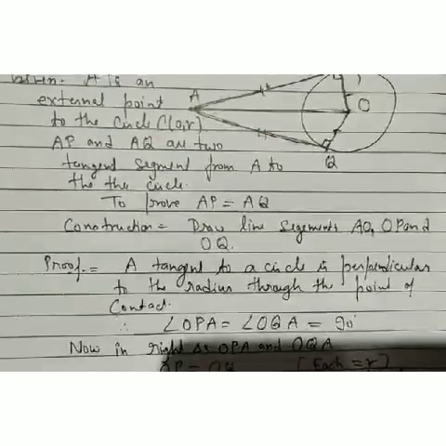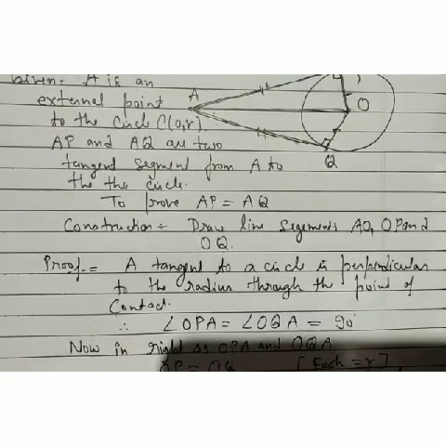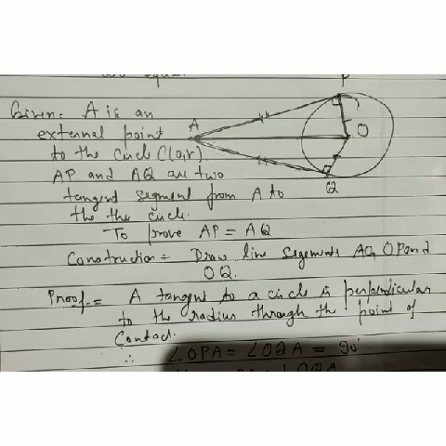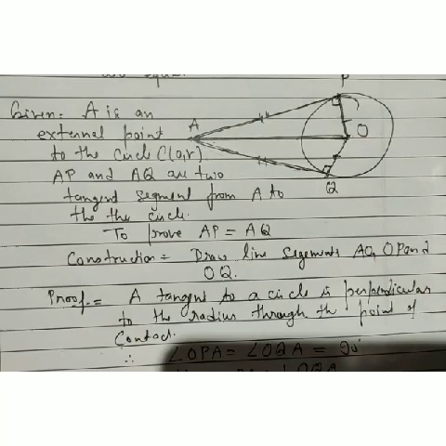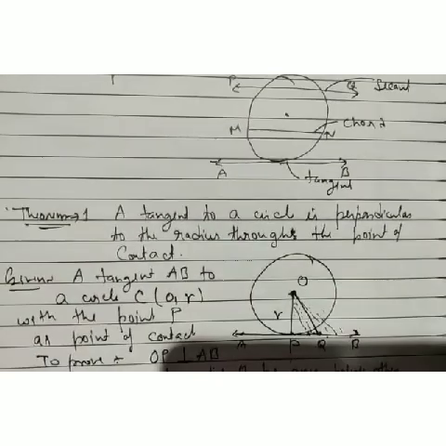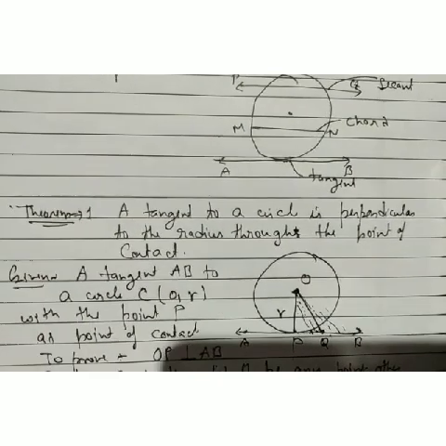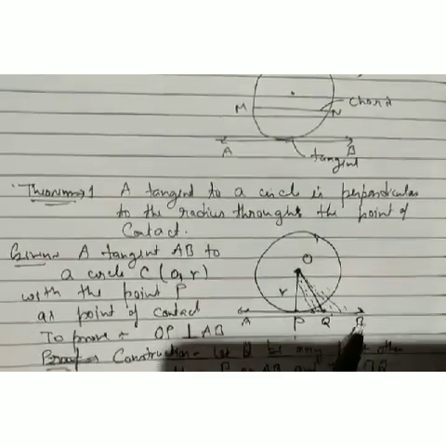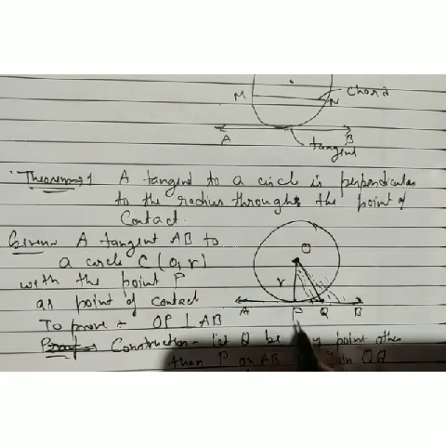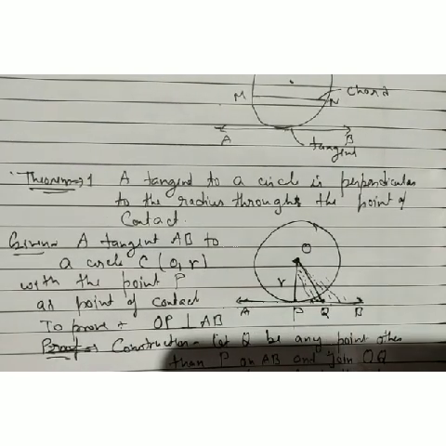Till now, what we have discussed today in our topic, I am going to revise the whole topic. If a line is tangent to a circle, the line is perpendicular to the radius drawn to the point of contact. This was our first theorem.